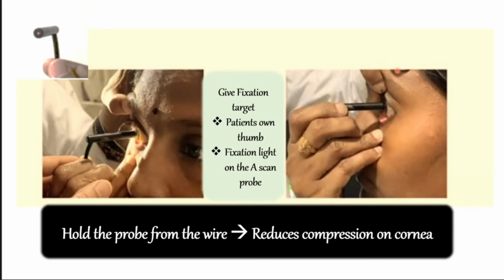Always make sure you give an adequate target. The patient can use his own thumb, or you can give a fixation light as a target. Even the A-scan probe comes with a fixation light. Usually it is red in color, so you can ask the patient to look towards the light.